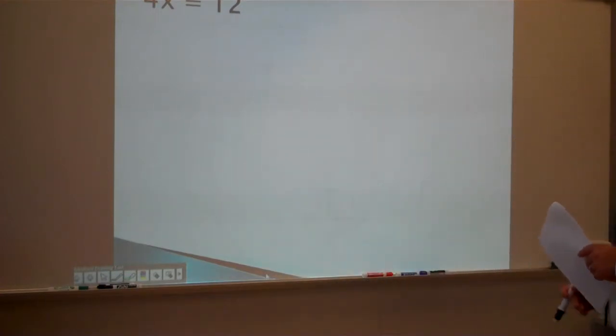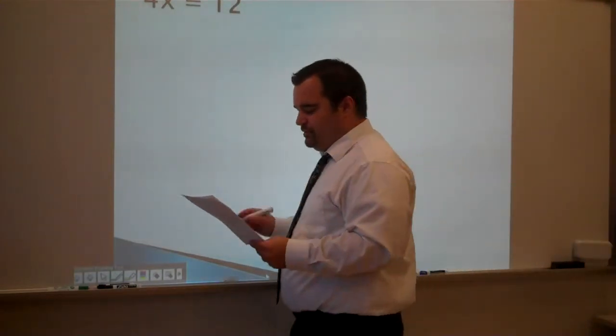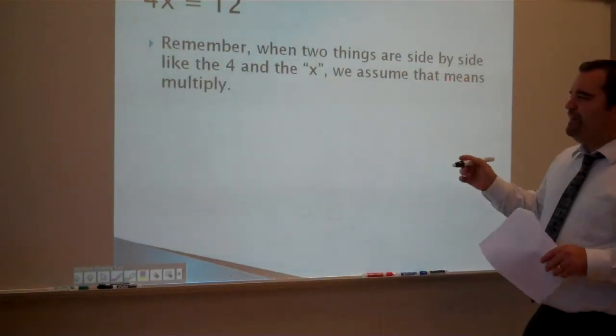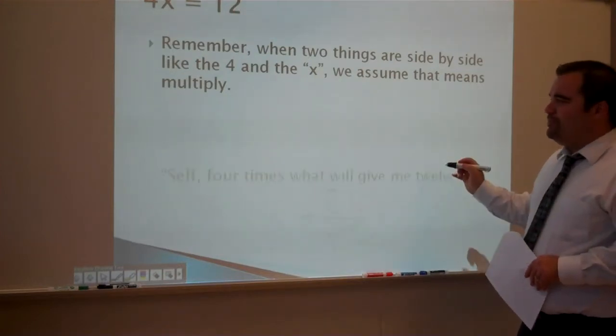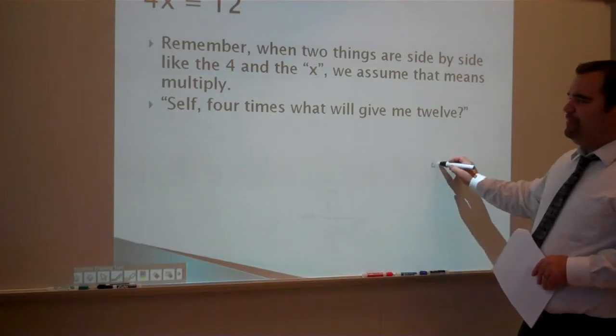4x equals 12. Now we're doing some multiplication. 4 times something equals 12. I think we all know what the answer is. But remember, when two things are side by side, like the 4 and the x are, that means we multiply. So to get rid of that, what should we do? 4 times what equals 12?